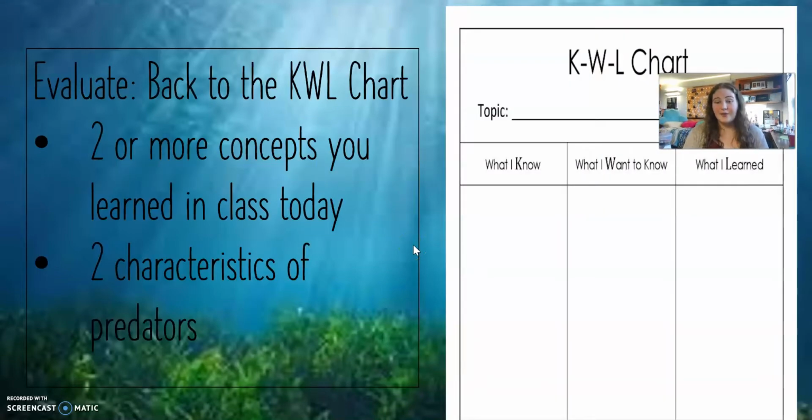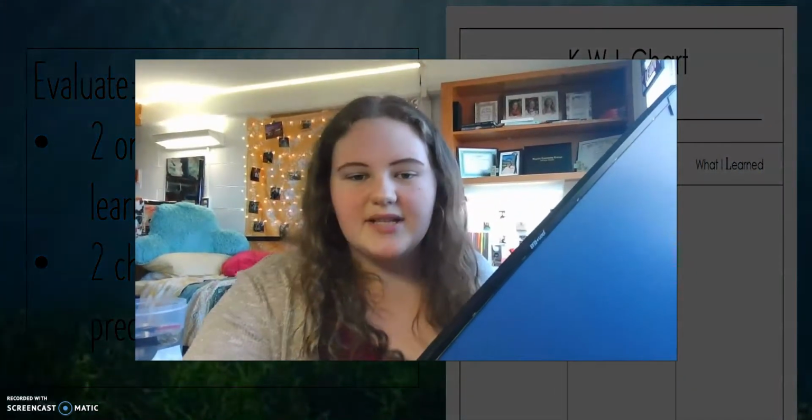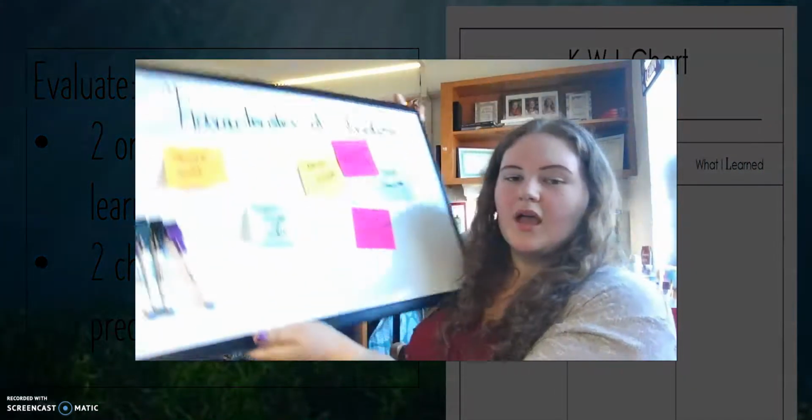So back to the KWL chart. I would like you to fill out the last column of your KWL chart, the learned column. I want you to include 2 or more concepts that you learned in class today, 2 characteristics of predators as well. And as a reminder, the characteristics of predators sheet, let me just adjust this for you, is right up on our whiteboard.